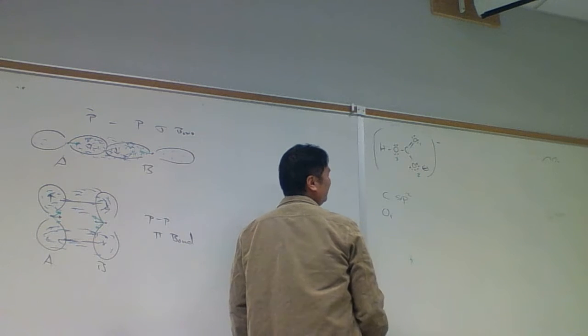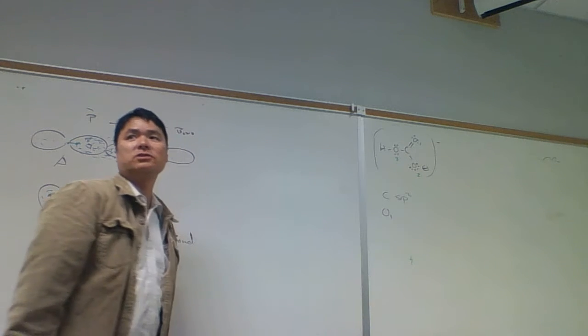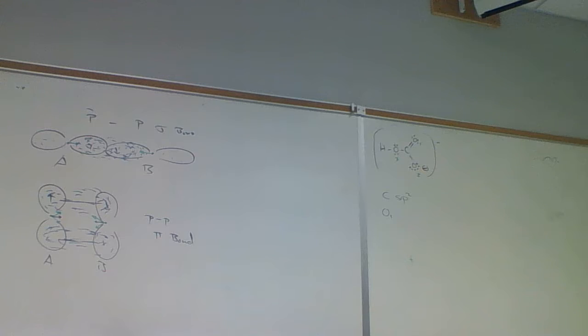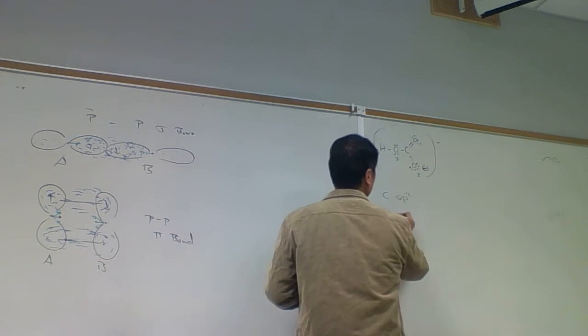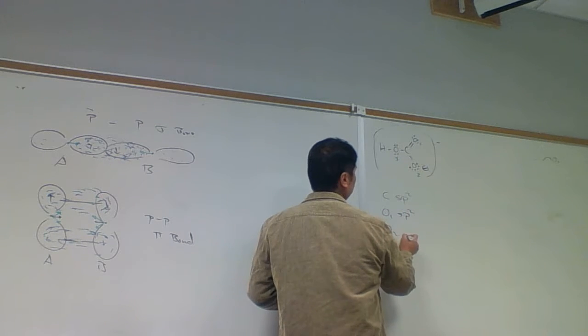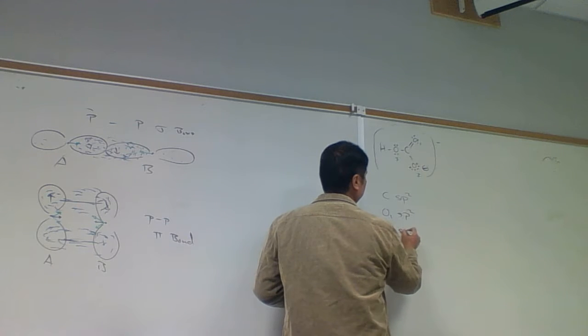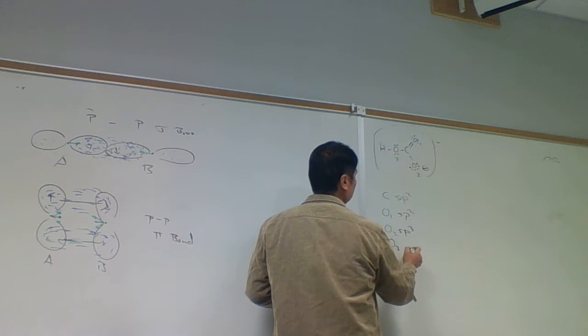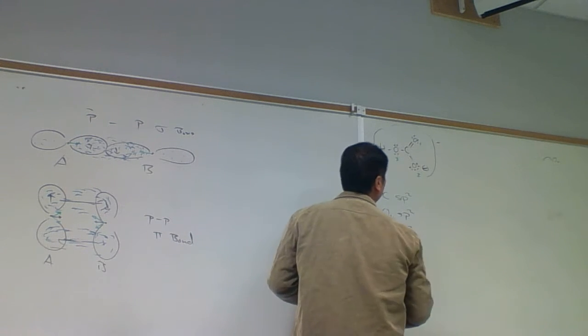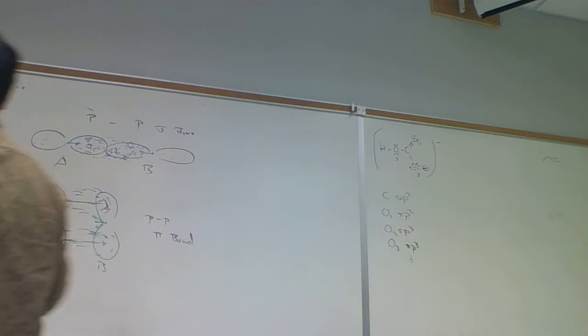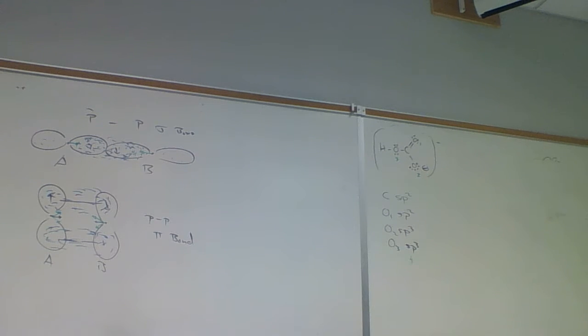Oxygen 1, what's the hybridization? It should also be sp2. So oxygen 1 is going to be sp2. Oxygen 2 should be sp3, and oxygen 3 also sp3. And so we'll just draw the energy level diagram for carbon. Carbon's sp2: 1, 2, 3 sp2 orbitals.